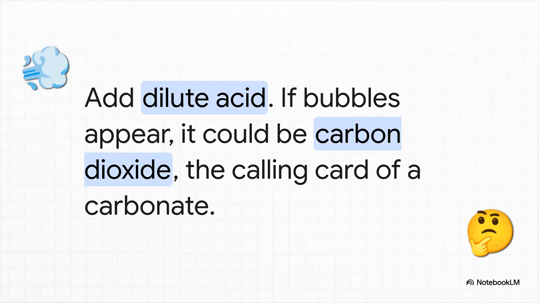First up in our lineup is the test for a carbonate, and it's actually a pretty simple reaction. We take a little bit of our mystery stuff and add some dilute acid. Now, if we see fizzing, those bubbles are our first major clue. That gas could be carbon dioxide, which is like the calling card of a carbonate. But we have to be absolutely sure.